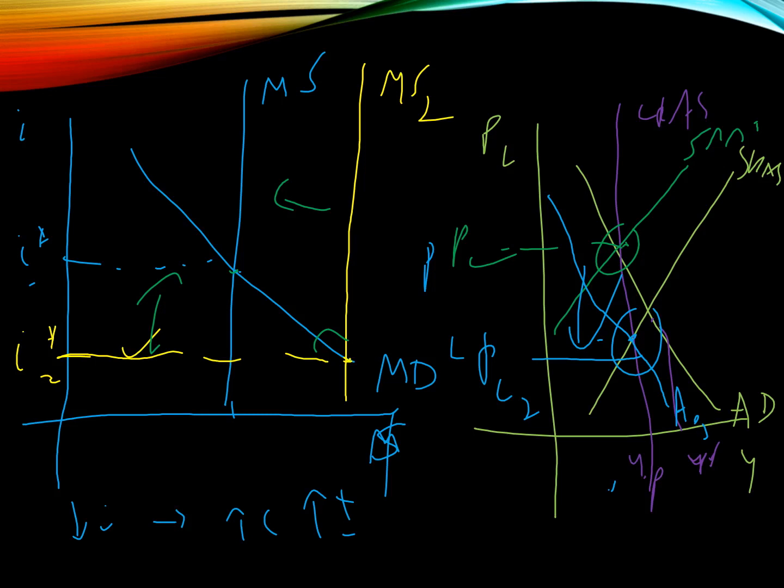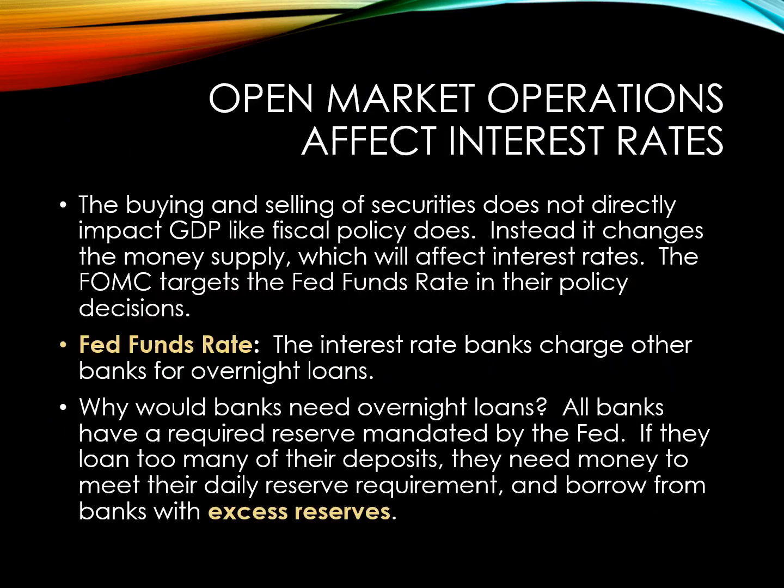The only interest rate that they can control is the discount rate. The interest rate that they target publicly is not the discount rate because they could just change that however they want, but instead it's going to be the Fed funds rate. And the Fed funds rate, or the federal funds rate, is the interest rate that banks charge other banks for overnight loans.